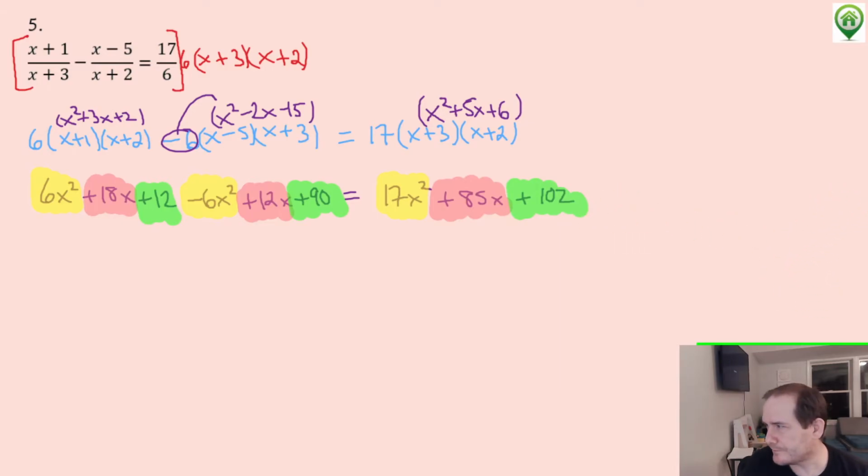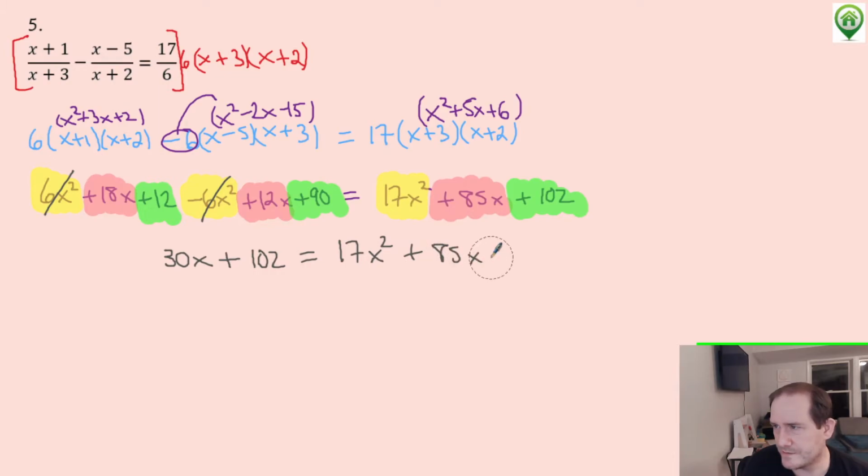Okay. Something else that of course you could do that I haven't been doing is just clean up each side and then kind of work from there. Let these things cancel. Then your two linear terms make 30x. And these make 100. Oh, 102. Well, that's convenient. So that equals 17x squared plus 85x plus 102. So now things are just a little simpler.